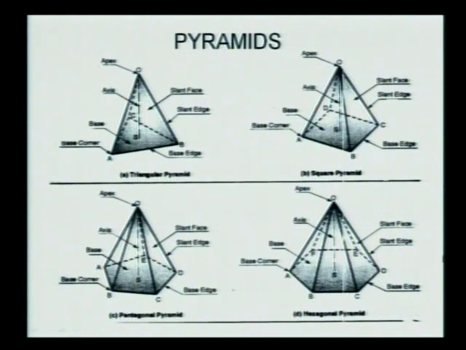Okay, so base may be different, but all the triangular faces join together at the top, that is called the apex point. See here, this is a triangular pyramid. Apex, this is the axis, then base corner, base edge, and this edge is called a slant edge, joining three sides, and this is a slant face. Here, this is the slant edge and this is a slant face.